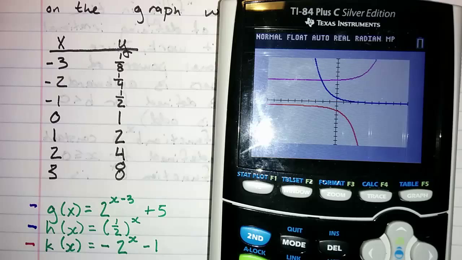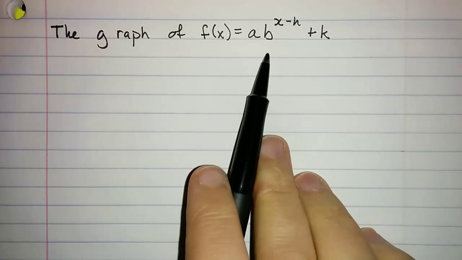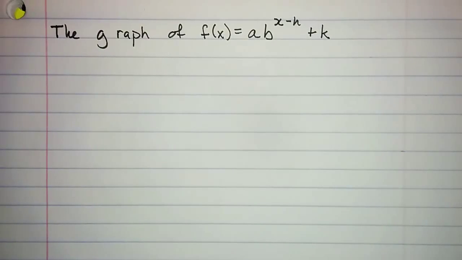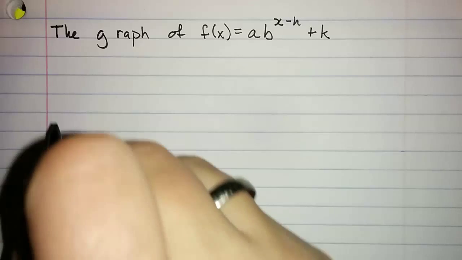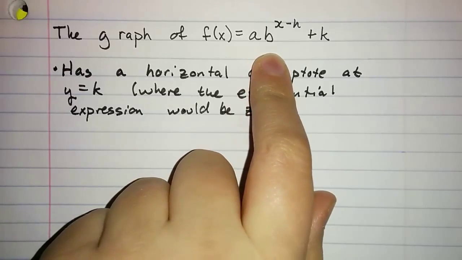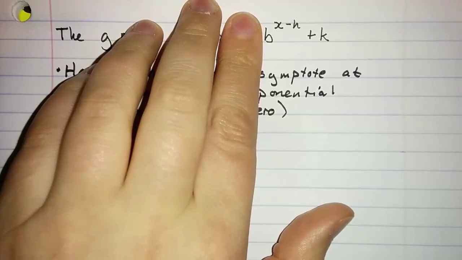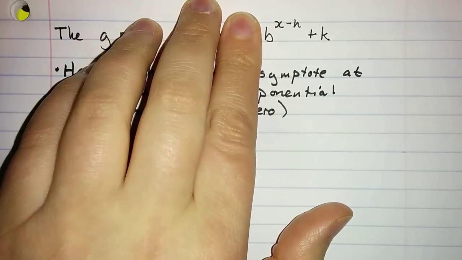Okay, I think that we're ready to make kind of a general description of what the graph of an exponential will look like. So in general, the graph of f of x equals a times b to the x minus h plus k always has a horizontal asymptote at y equals k. That is, where the exponential expression would be 0. Now, the exponential expression is never 0.